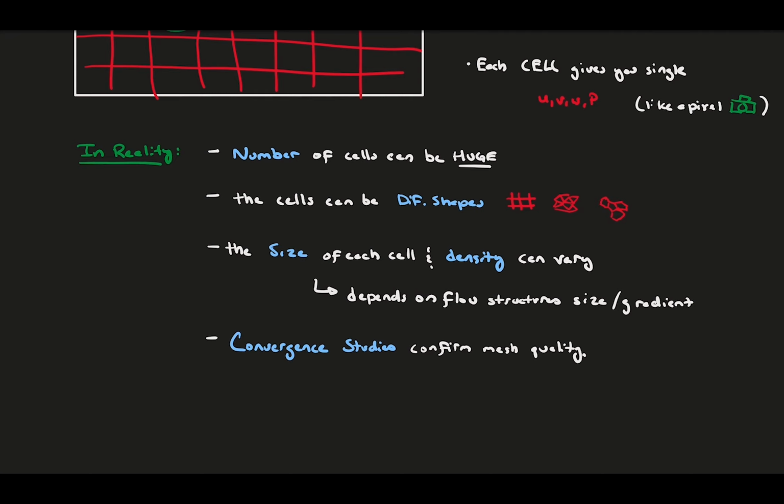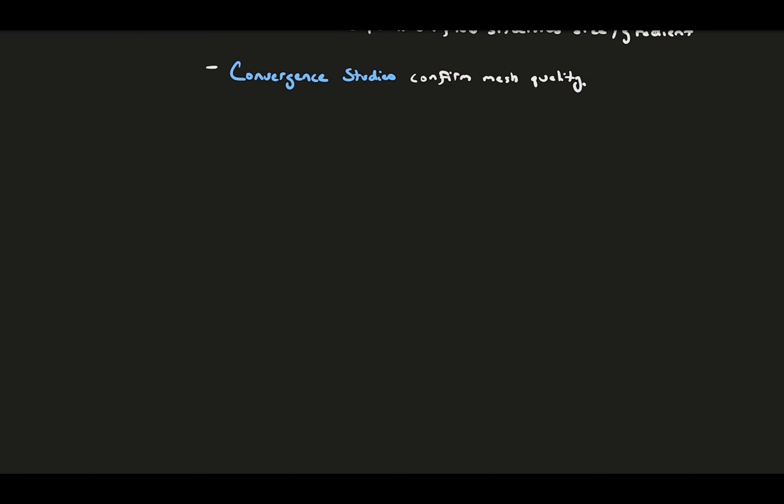When choosing cell sizes, we have to follow some general rules. Your cell can be big if you are far from a boundary, anticipate fairly uniform flow with small gradients, and it's not turbulent.